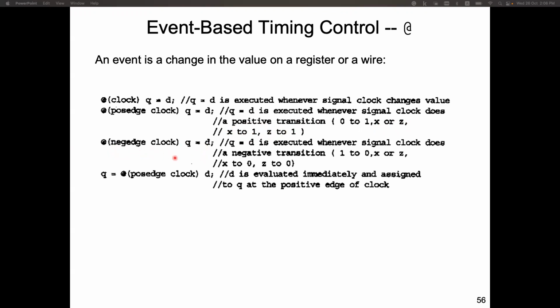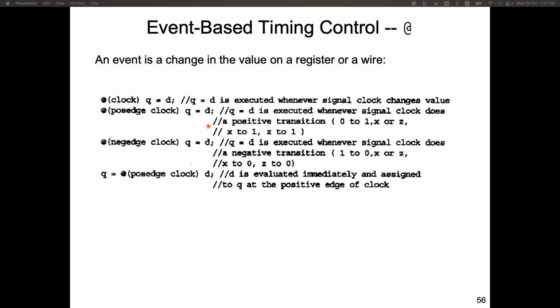And this statement is executed when the clock signal does a negative transition, which means from 1 to 0, or 1 to X, or 1 to Z, or X to 0, or Z to 0, the falling edge.